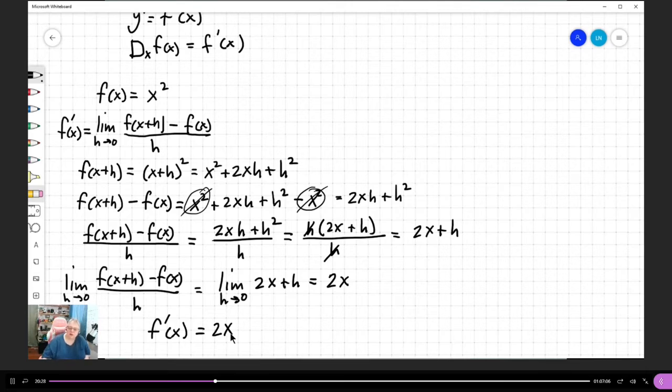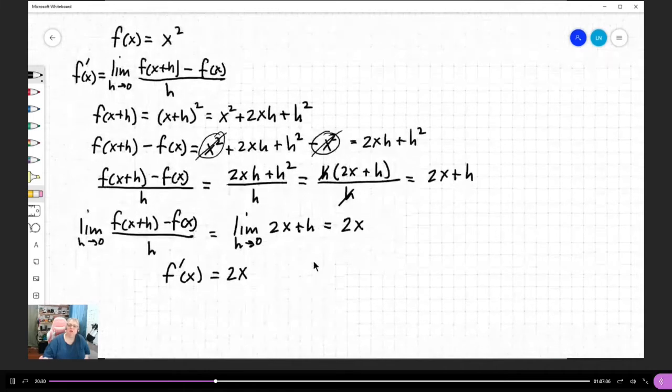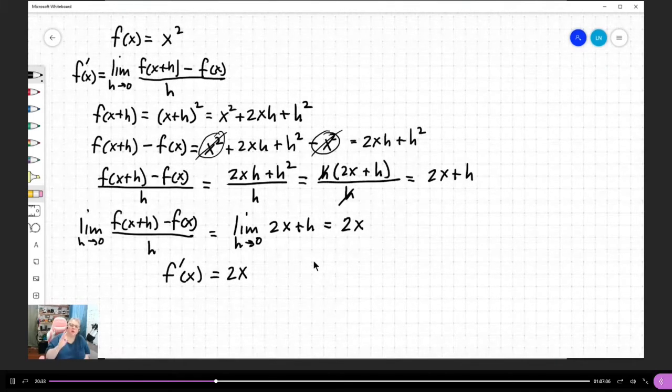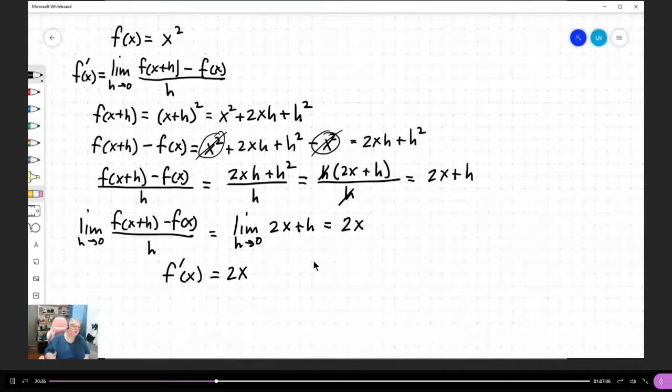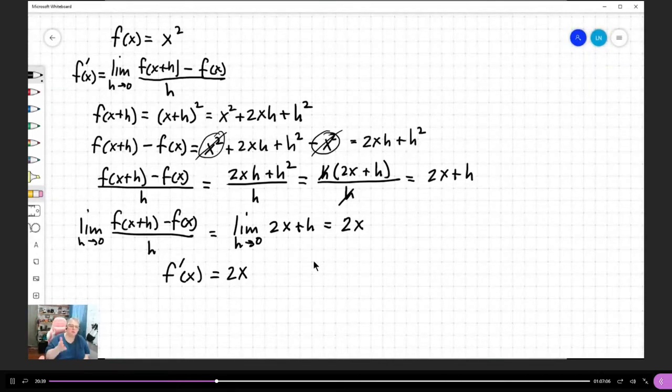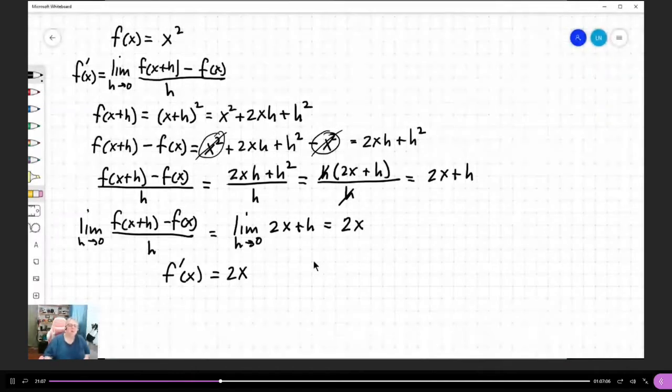Right? So to interpret that, the instantaneous rate of change of the function f of x equals x squared at any value x is going to be represented by 2 times x. So if I want to know what is the instantaneous rate of change or the slope of the tangent line to the curve at x equals 2, I would just plug x equals 2 into the derivative. If I wanted to know what is the slope of the tangent line to the curve at -7, I would just plug -7 into the derivative. Okay.